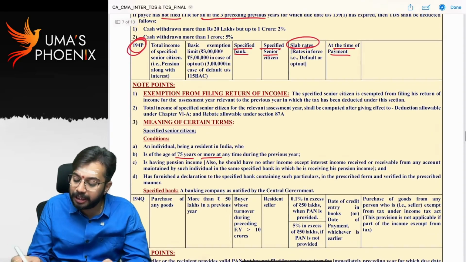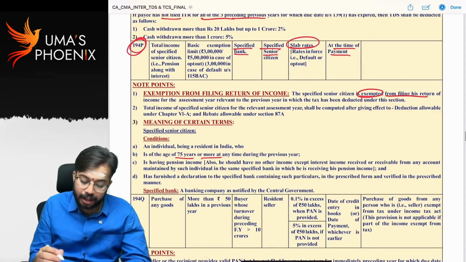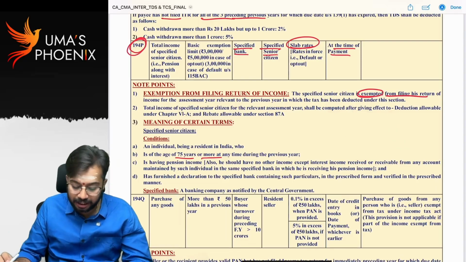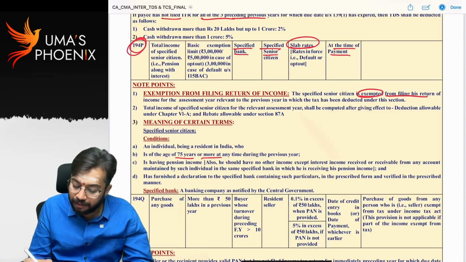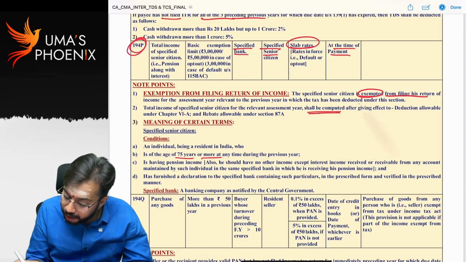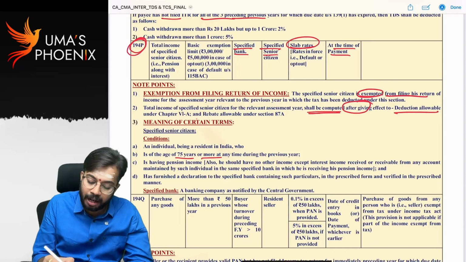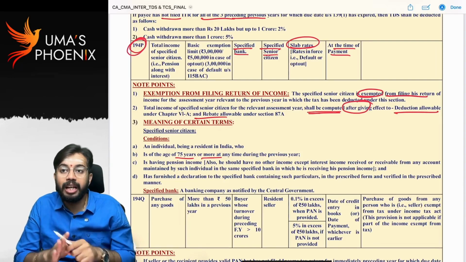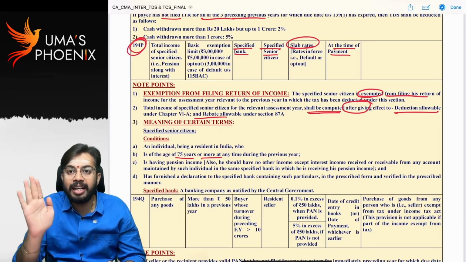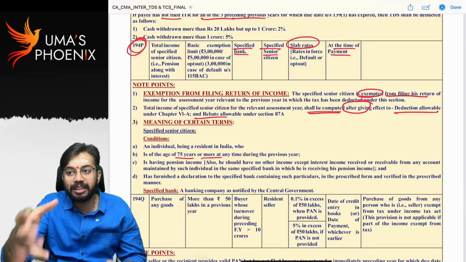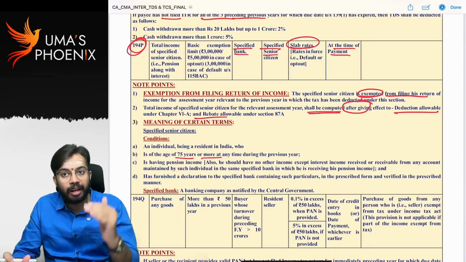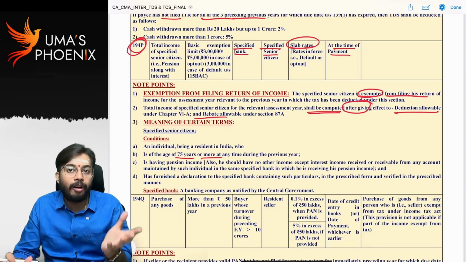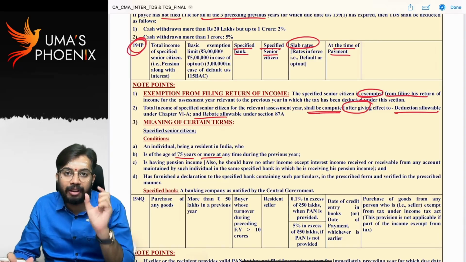Okay, see the exemption. The specified senior citizen is exempted from filing his return of income for the assessment year relevant to the previous year in which tax has been deducted under this section. Total income of the specified senior citizen for the relevant assessment year shall be computed after giving effect to deductions allowable and rebate. So the bank manager, when calculating total income, will claim all the benefits. He will ask the specified senior citizen, do you have any 80C investments or 80D investments? If he has, that will be considered. So the bank manager will calculate the total income properly after claiming Chapter VI-A deductions and rebate, and after claiming all the deductions properly, he will arrive at net total income.